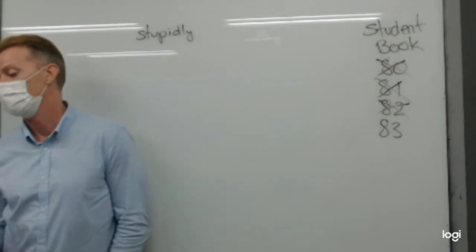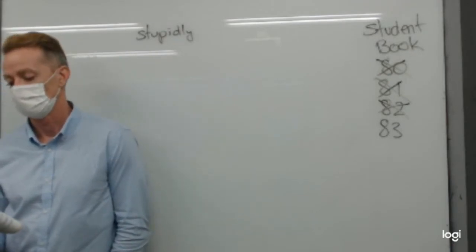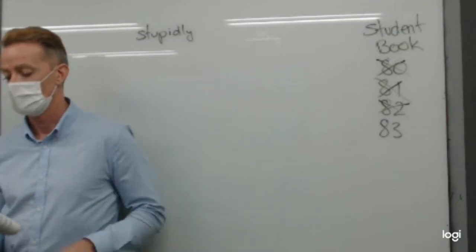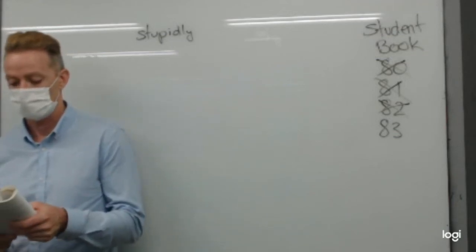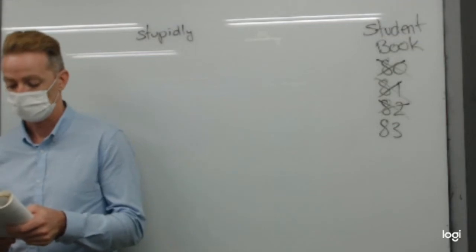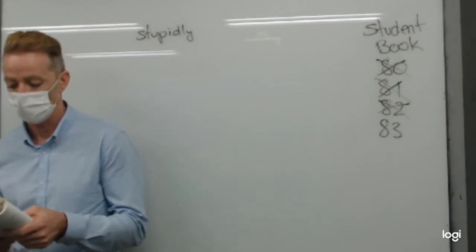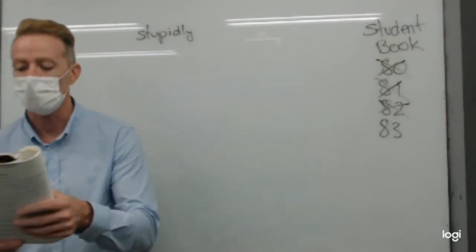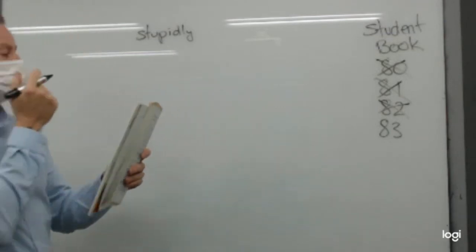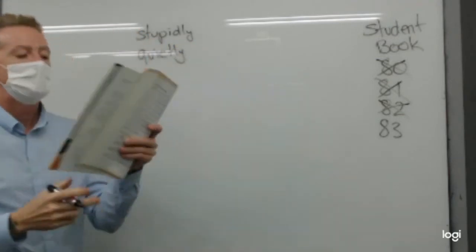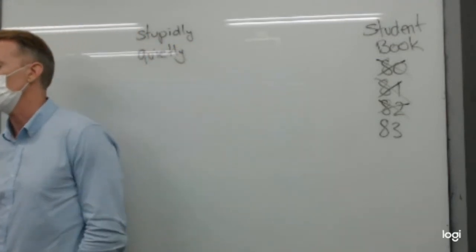Dorothy? Our class was on a field trip to a television studio. I walked suddenly. Quietly. Yeah, I would say quietly. I walked quietly away from the group. All right, let's have a look at the rest first, and then we can change them.